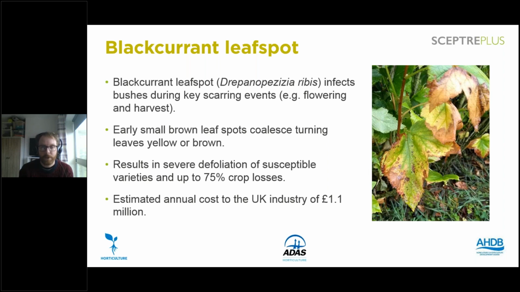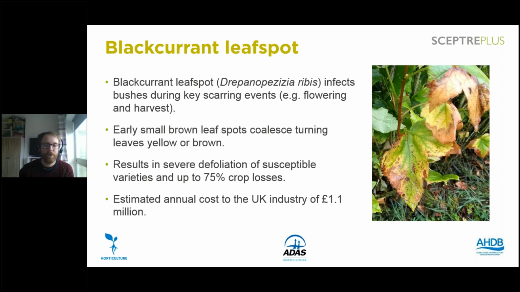Severe defoliation, which can occur, can lead to losses of about 75% in susceptible varieties. So it is a very significant issue. Wounding is a big area where the pathogen can get into the plants, and this can happen certainly at harvest during scarring events at this time, but also another key time for infection to occur is during flowering.